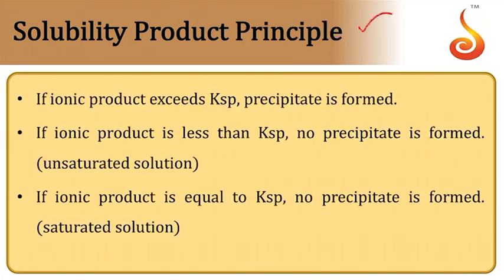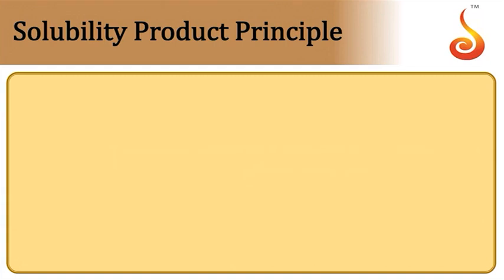Next, the solubility product principle. If the ionic product exceeds Ksp, then we can see precipitation taking place. Ionic product and Ksp have similar formulas, so Ip comes under different conditions. If Ip exceeds Ksp, then we can see formation of precipitates. If the ionic product is less than Ksp, no precipitate is formed. Even when equal, we cannot see precipitation forming. So the condition of precipitation is that the ionic product must always be greater than the Ksp value.